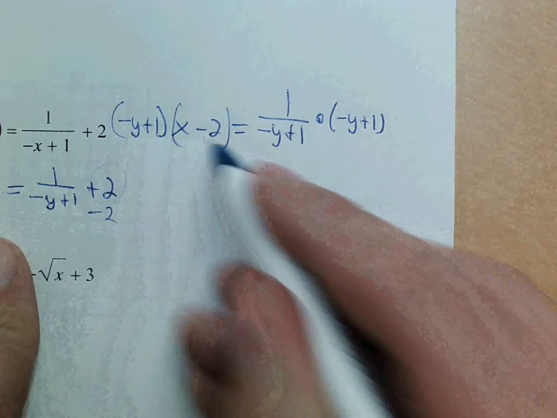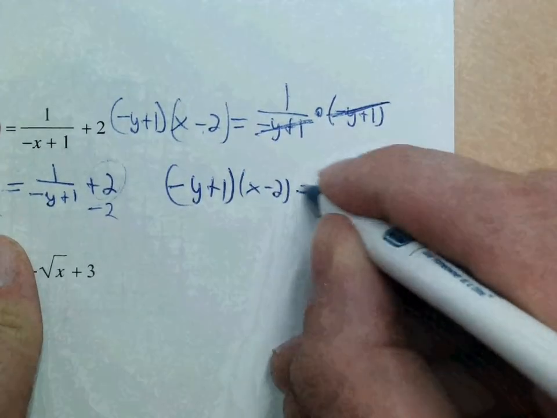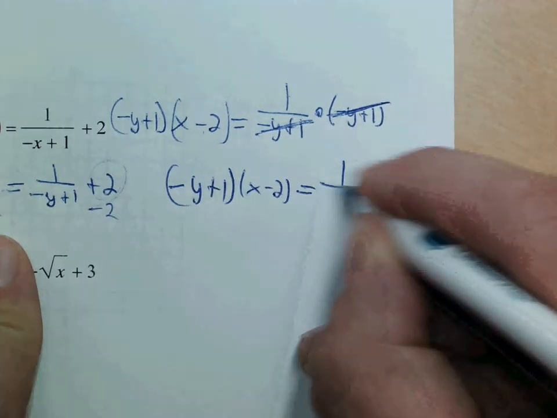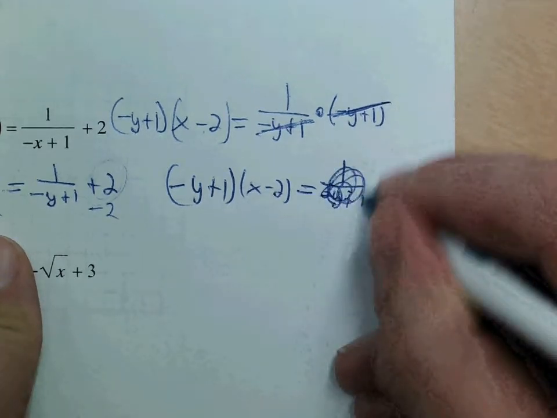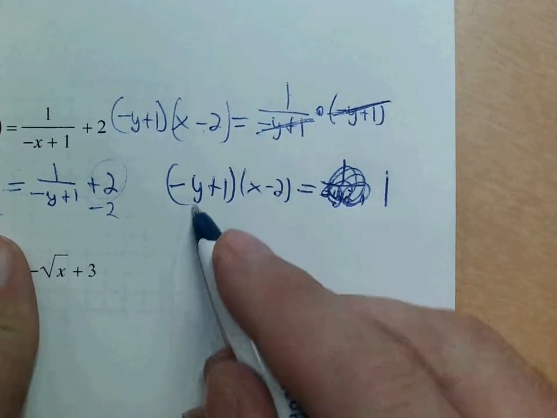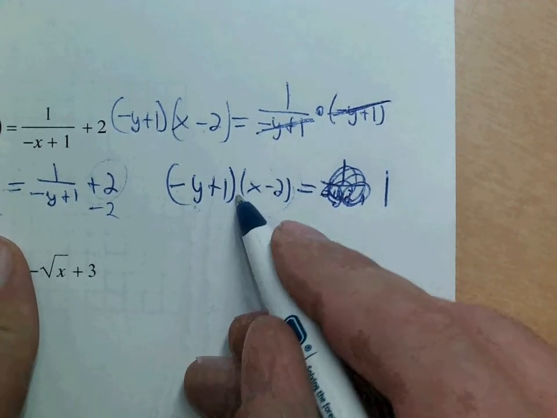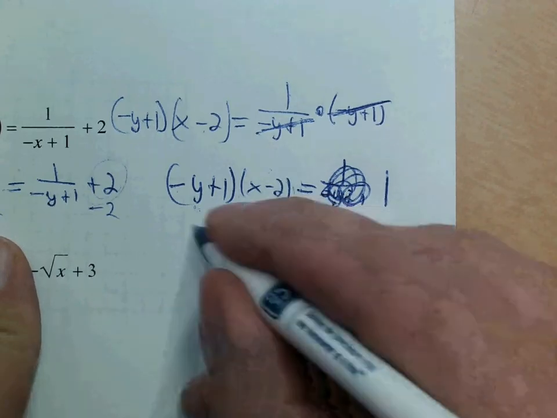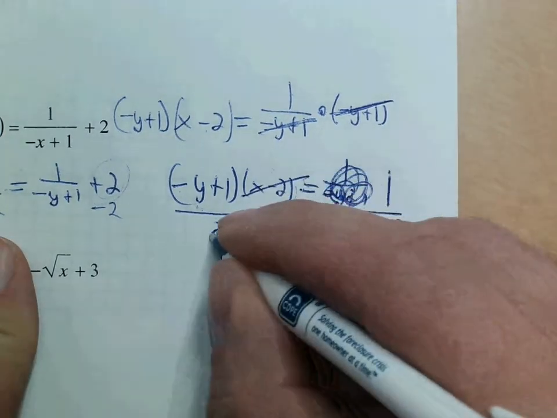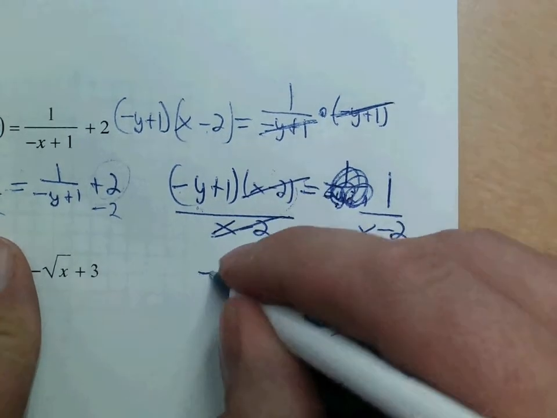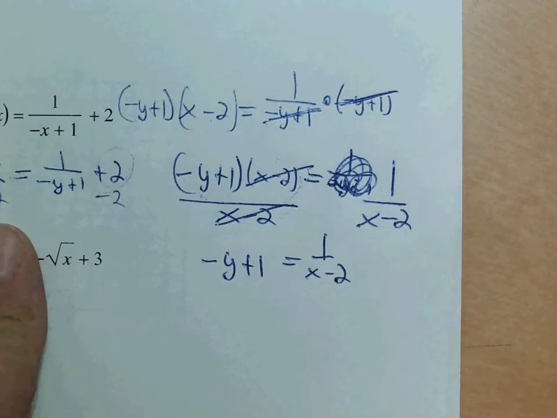And we're not actually going to multiply this out, because what we're going to do is to get... oh man, sloppy math, I apologize. To get y by itself here, we're just going to divide by what it's multiplying by. So negative y plus 1 is being multiplied by x minus 2, so we're going to divide by x minus 2. And the multiplying by x minus 2 will cancel out with the dividing by x minus 2, and we'll get negative y plus 1 equals 1 over x minus 2.